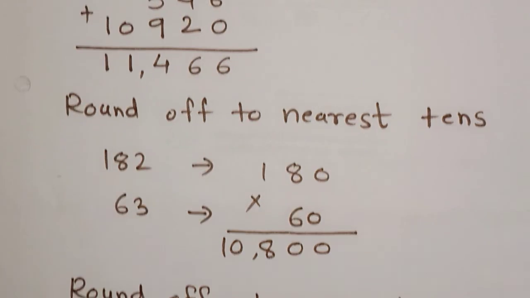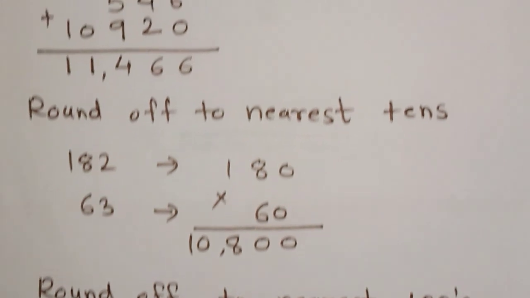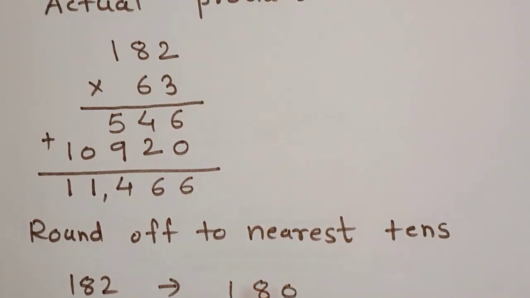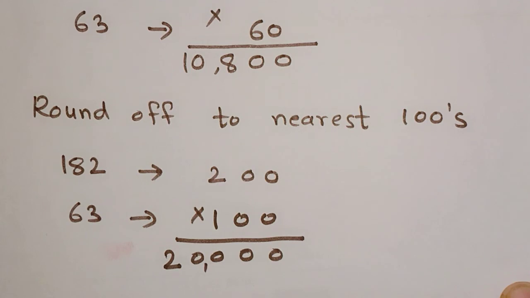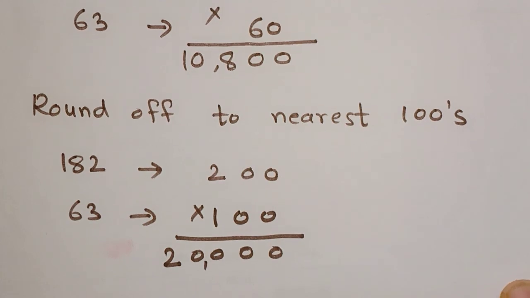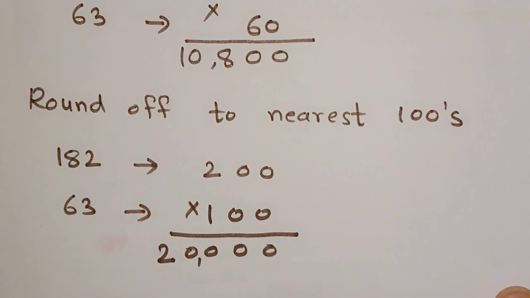So let's round this number to the nearest 100. We got the answer 20,000, but it is much larger than our actual answer. See, my actual answer is 11,466, and when I round off these numbers to 100, I got the answer 20,000, which is not very close. So now what to do?